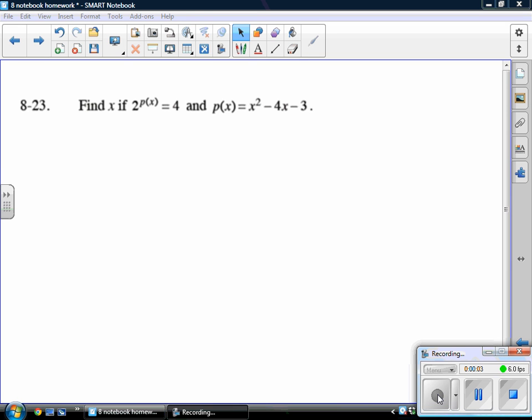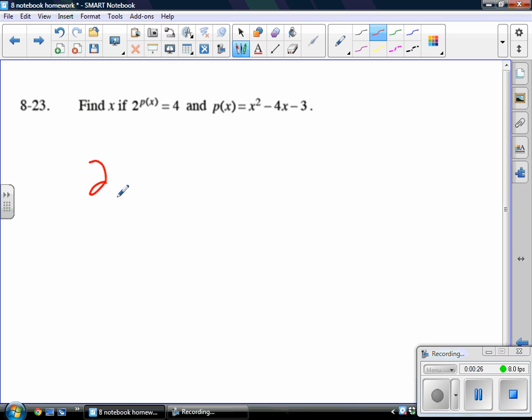Problem 8-23 from section 8.1.1. Find x if 2 raised to the p of x power equals 4 and p of x equals x squared minus 4x minus 3. Basically, we're going to be doing substitution here to just plug the polynomial in for the exponent. So I have 2 raised to the p of x power, so raised to the x squared minus 4x minus 3 equals 4.